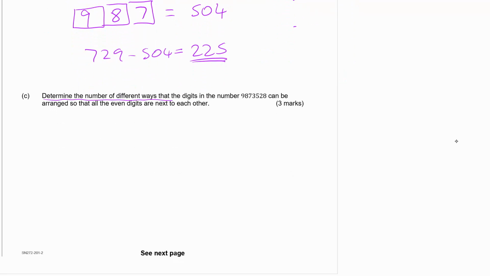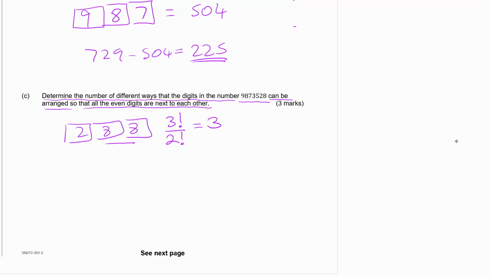Determine the number of different ways that the digits in the number 9873528 can be arranged so that all the even digits are next to each other. If you look at the number, the even digits are 2, 8, and 8. For 3 different digits, you can rearrange them 3 factorial ways. The fact that we have 2 the same means these can be rearranged 3 factorial divided by 2 factorial, which is 3 different ways. And now we just consider that to be one single block.